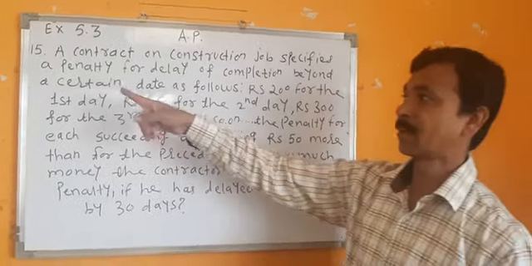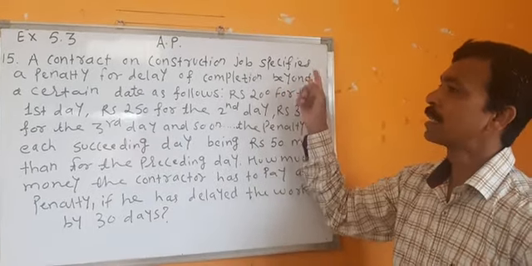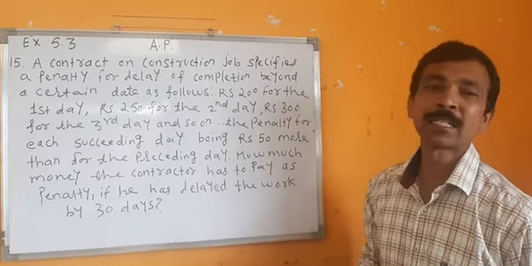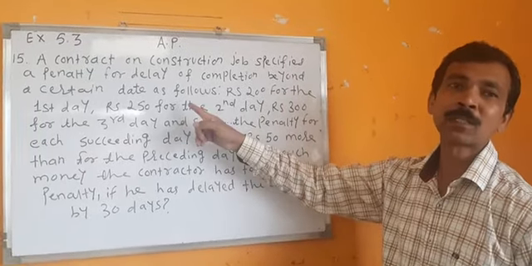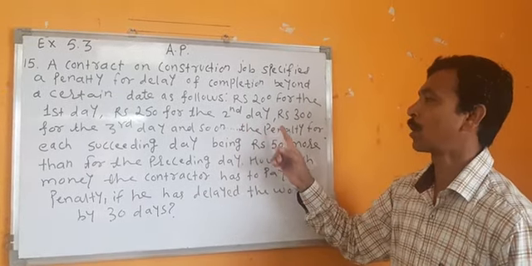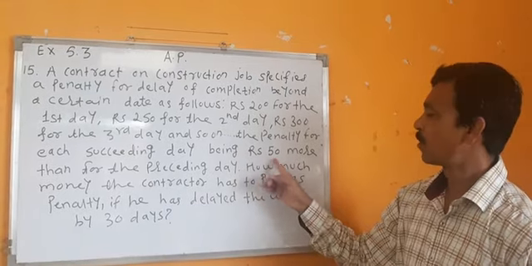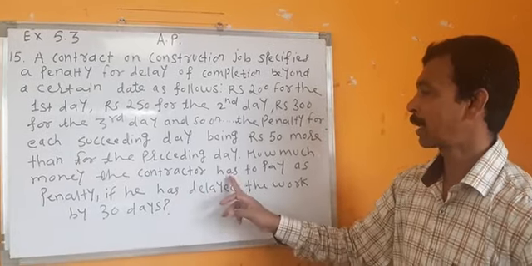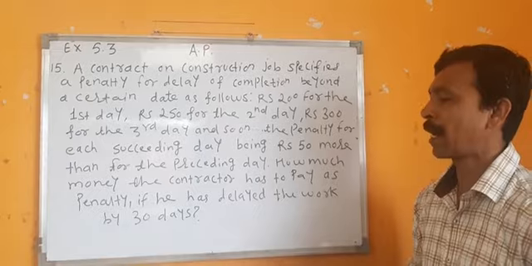Now we'll see the 15th sum of exercise 5.3. A contract on a construction job specifies the penalty for delay of completion beyond a certain date as follows: rupees 200 for the first day, rupees 250 for the second day, rupees 350 for the third day, and so on. The penalty for each succeeding day being rupees 50 more than for the preceding day. How much money does the contractor have to pay as the penalty if he has delayed the work by 30 days?